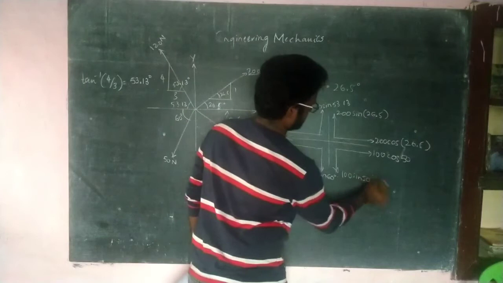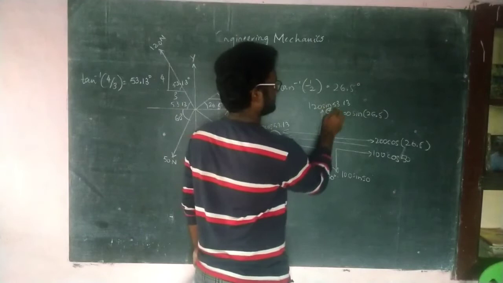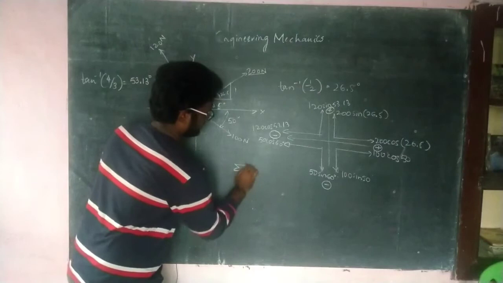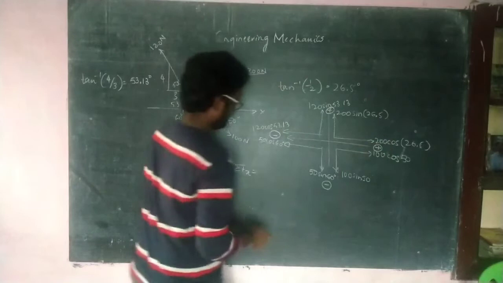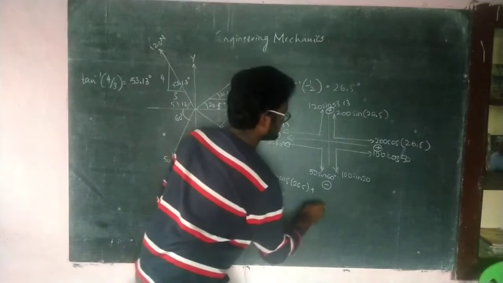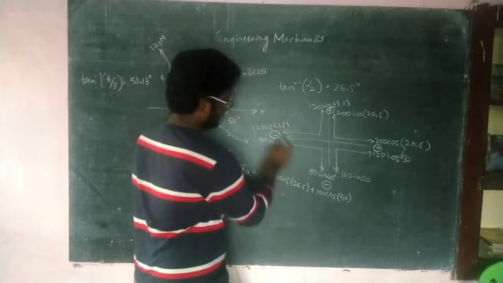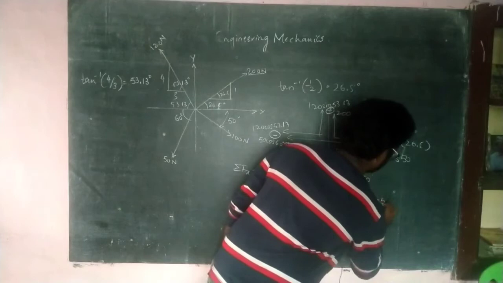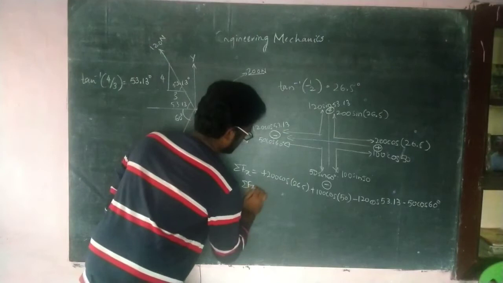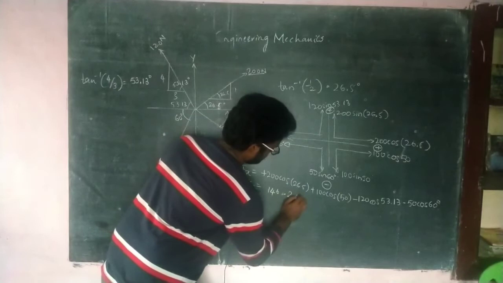So friends, you have to remember here, this is negative, this is positive, this is positive, and this is negative. Just add and subtract, you'll get summation of f of x and f of y. Summation of f of x is nothing but the forces in the x direction. So we have 1, 2, 3, 4. Add it. So plus 200 cos of 26.5 plus 100 cos of 50 degree and minus 120 cos of 53.13 minus 50 cos 60 degree. If you calculate this, f of x is 146.2 Newton. Similarly, we will do the y direction.